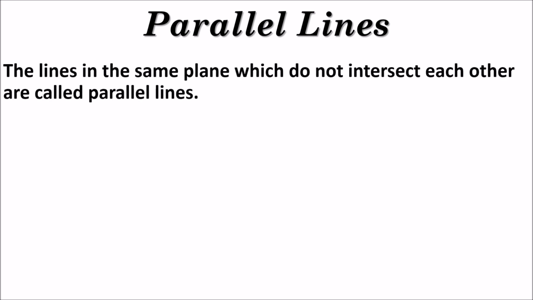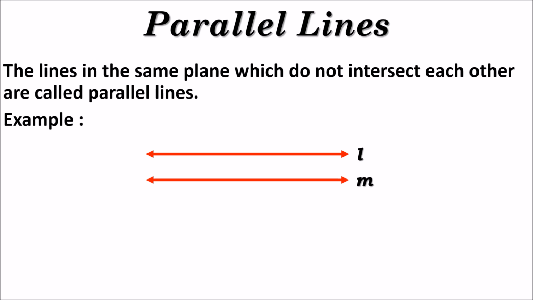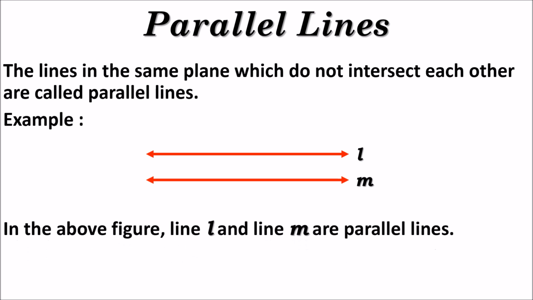What are parallel lines? The lines in the same plane which do not intersect each other are called parallel lines. If the lines do not meet each other, then those lines are called parallel lines. Let's say, for example, here we have line L and here we have another line M, and you can see that line L and line M do not meet each other, do not intersect each other. Even the distance between those two lines is the same. Such lines are called parallel lines. So in this figure, line L and line M are parallel lines.